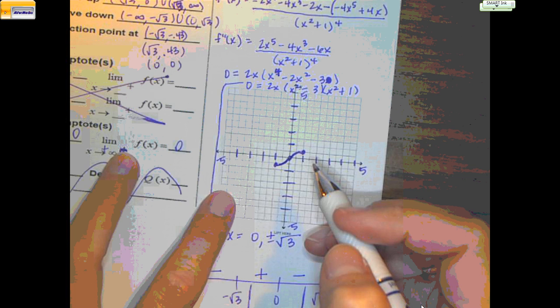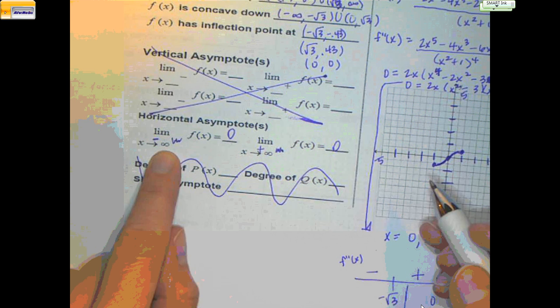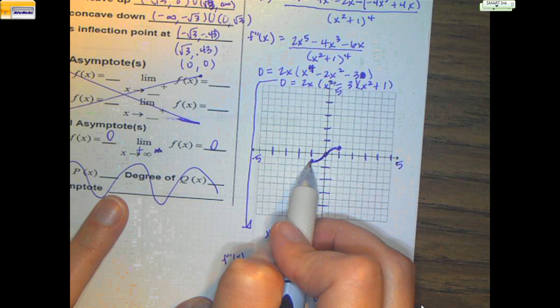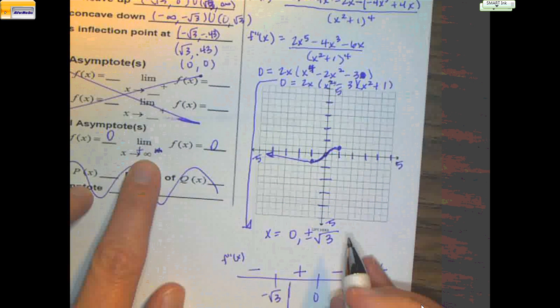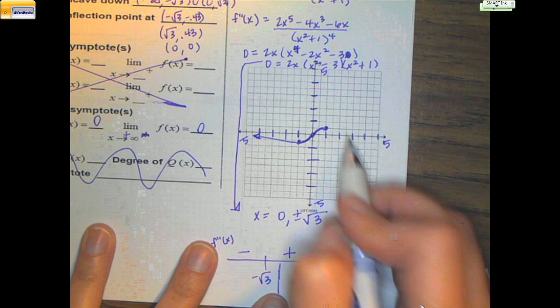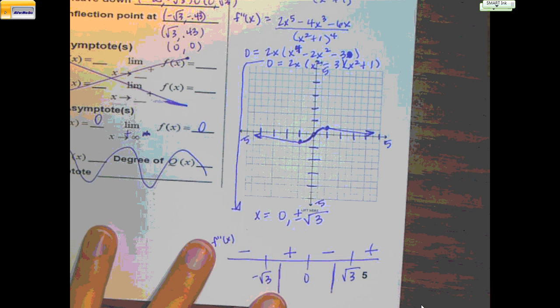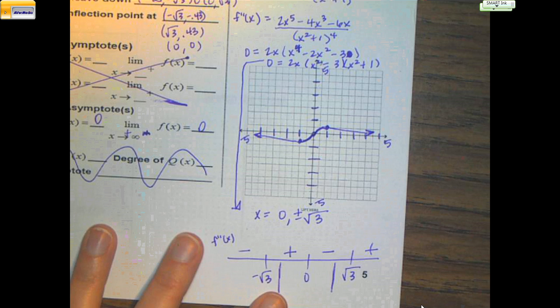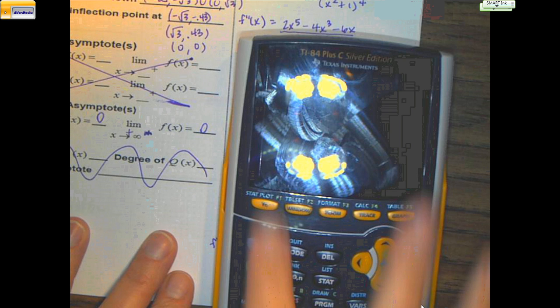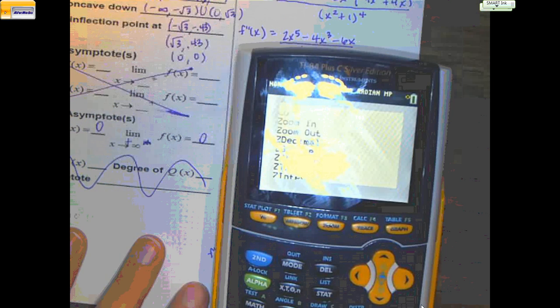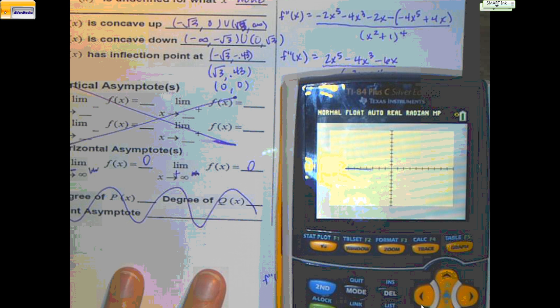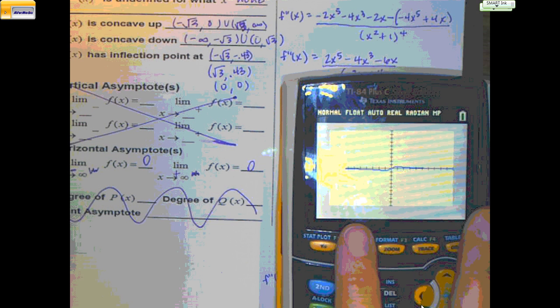It says as we're headed toward -infinity, so we're headed left forever, we're approaching 0. Okay. And it says as we're approaching positive infinity, we're headed toward 0. That's it. You can check it by plugging it in your graphing calculator. So if you plug it in, you can fix your window to make it look like the one that they gave you.